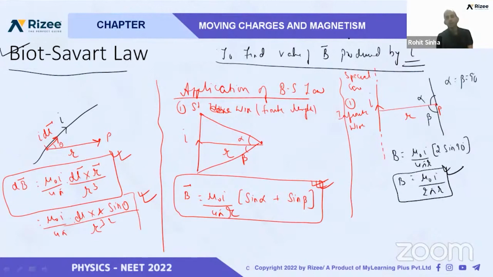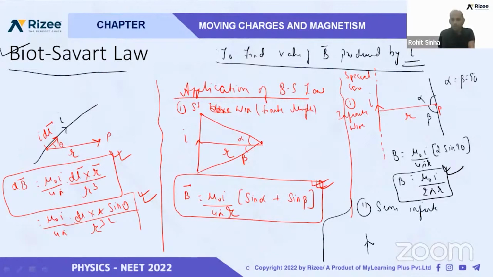Any problem till now? Okay, now let us see. This was the first application. Second, let us see semi-infinite wire. It will be very much used. But in semi-infinite, there is one special case also.